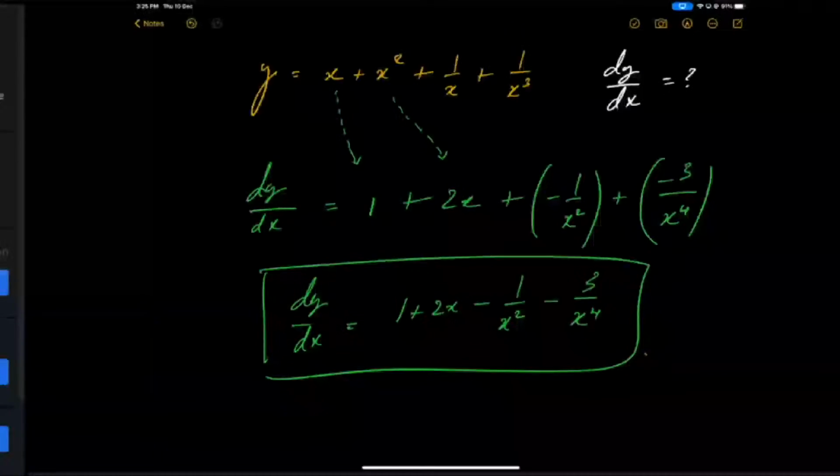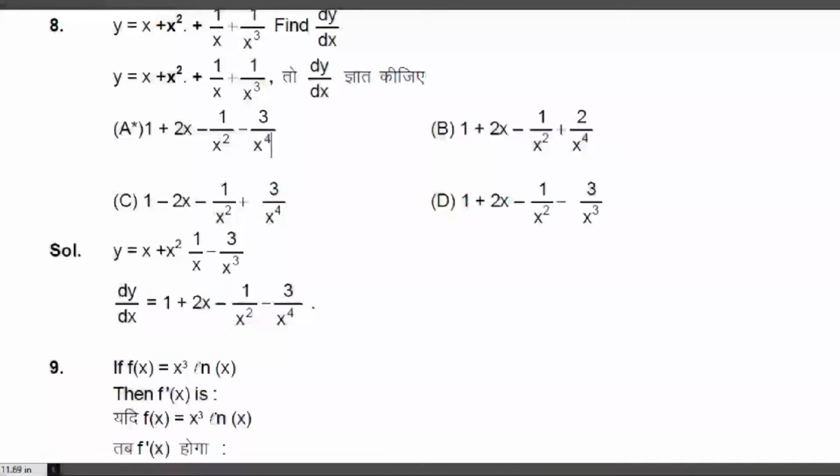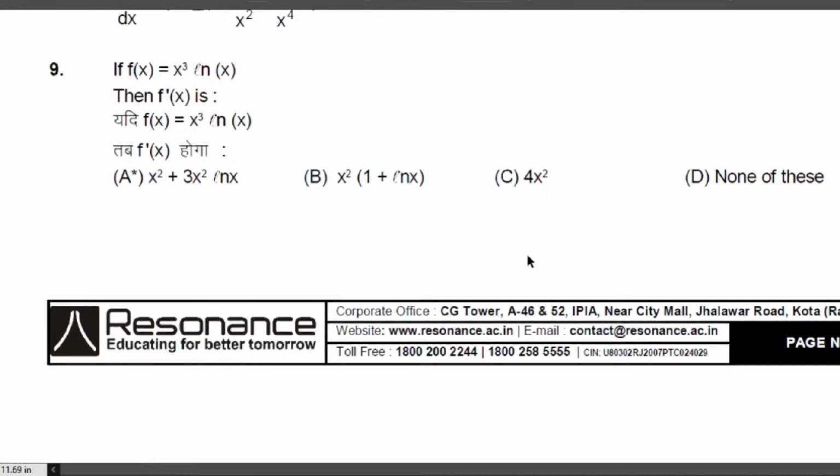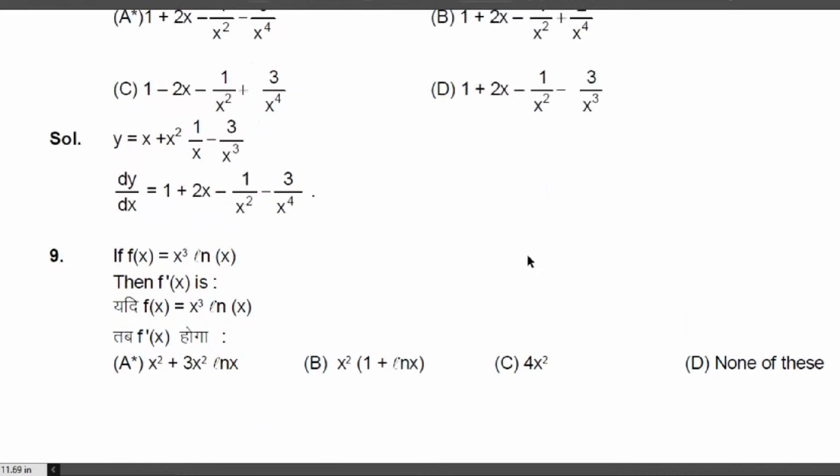Clear. So this was your derivative. Let's go to the next question. What is the next question? It's question number 9. If f of x is equal to x cube times ln x. Okay, let me write the question down.